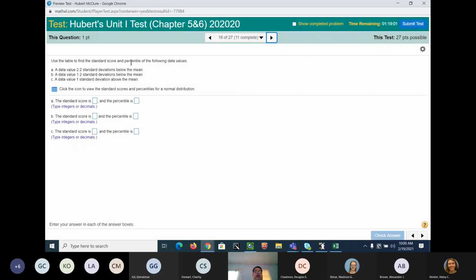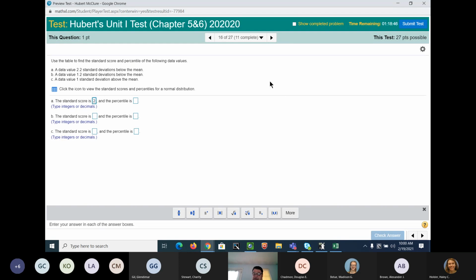Use the table to find the standard deviation and percentile of the following data. 2.2 standard deviations. They're wanting to know the 2.2, that's standard deviations. That's the z-score, it's the same thing. So you would put 2.2 here, 1.2 here, and 1 there. Don't let that trick you, okay? Standard deviations is the same as z-score when you have a mean of 0 and a standard deviation of 1. That is the same thing.